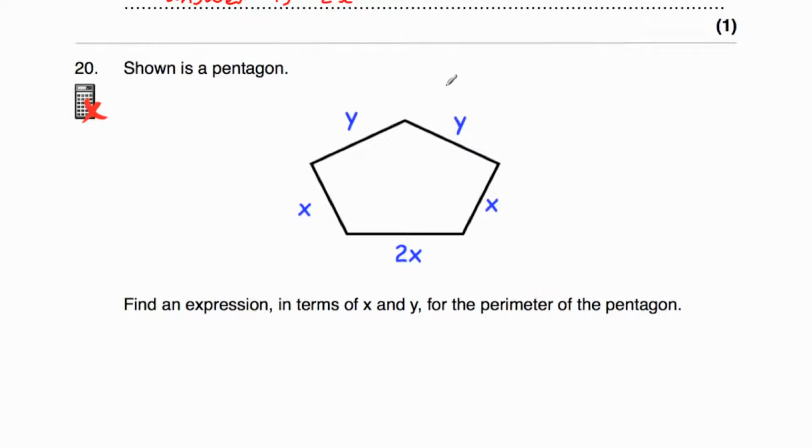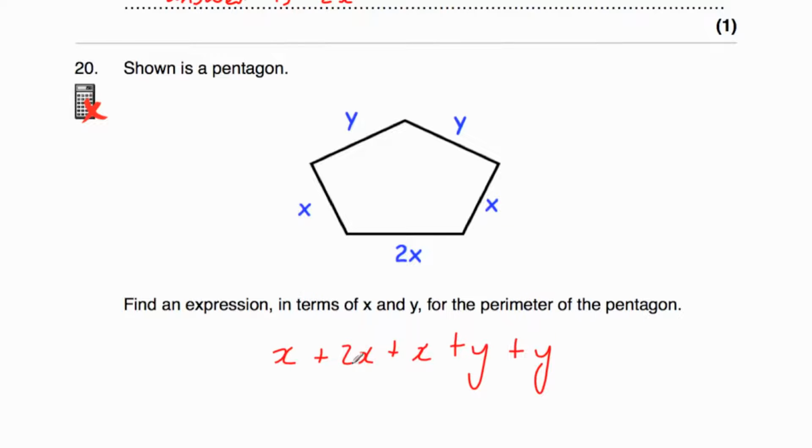So to find the perimeter of the pentagon, we're going to add up the distances around the outside. We're going to add up the x, the 2x, the x, the y, and the y. And that would tell us the perimeter of the pentagon. So adding up around the outside, let's start here. So we've got x, so let's write that down, x plus 2x, plus another x, and then plus y, and then plus y. If we were to add up around the outside of this pentagon, we would add our x, our 2x, our x, our y, and our y.